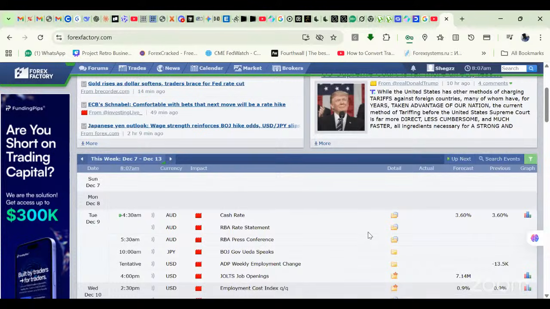So Monday, today, the 8th, no event, obviously. But of course, Tuesday, as early as 4:30 in the morning, there are plenty of events, starting from the cash rate in AUD. That's the cash rate in Australia, which will affect majorly the AUD, that's the Australian dollar.